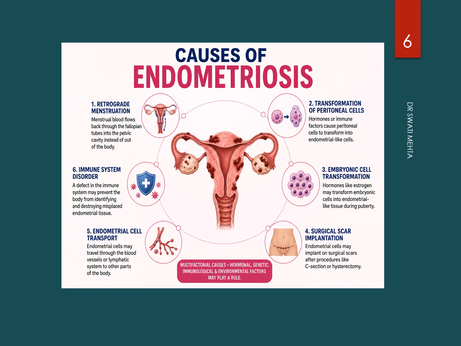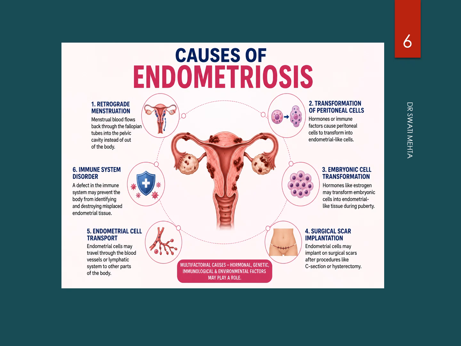The first, retrograde menstruation. Menstrual blood flows backward through the fallopian tubes into the pelvic cavity. Second, peritoneal cell transformation. Peritoneal cells transform into endometrial-like tissue under hormonal influence. Third, embryonic cell transformation. Embryonic cells become activated by estrogen and develop into endometrial implants. Fourth, surgical implantation. During surgeries such as cesarean section or hysterectomy, endometrial cells may implant into the surgical scars.